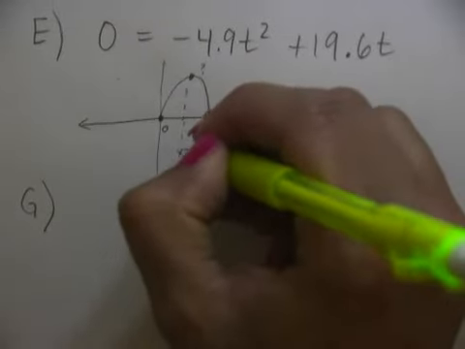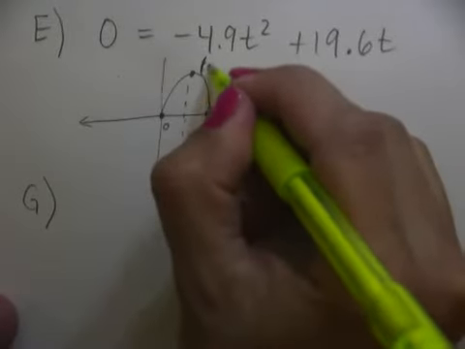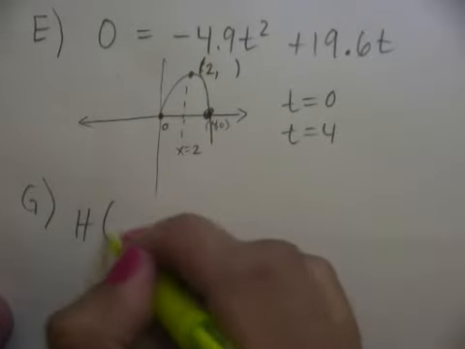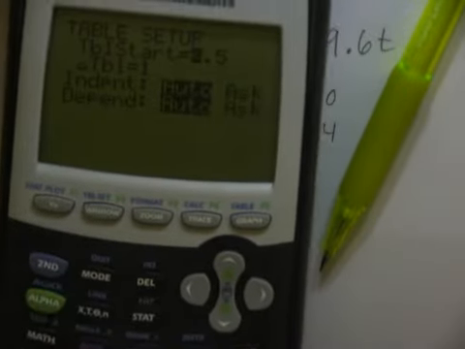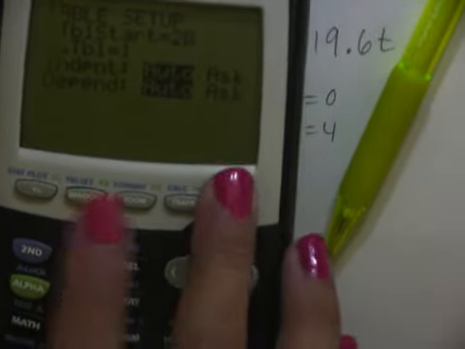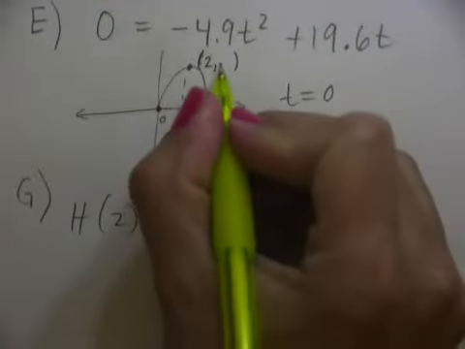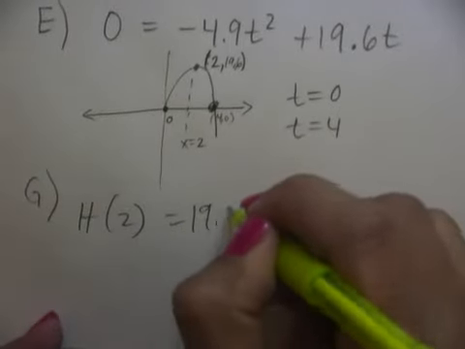So that means my axis of symmetry is 2. So that means I want to figure out my vertex is going to be at 2, some number, so therefore I want to evaluate h of 2. So if I go to my table set, I can just pick 2, go to my table, and figure out that the highest point is at 19.6. h of 2 is 19.6.